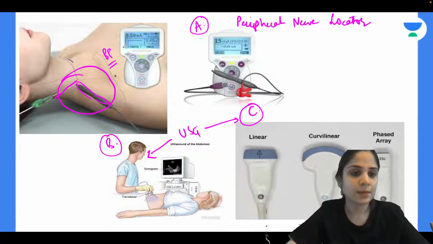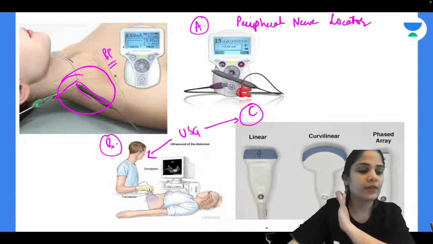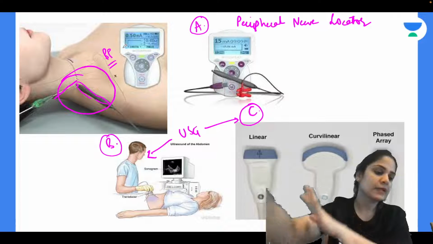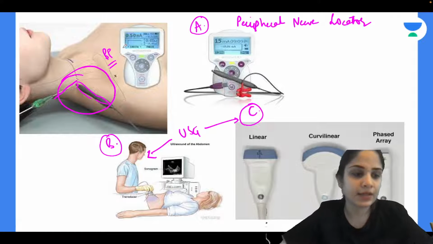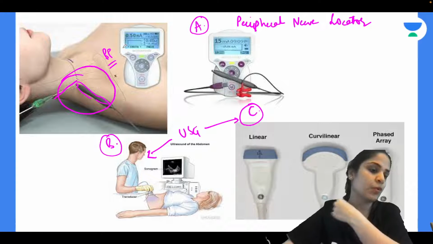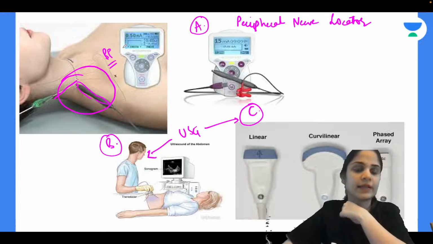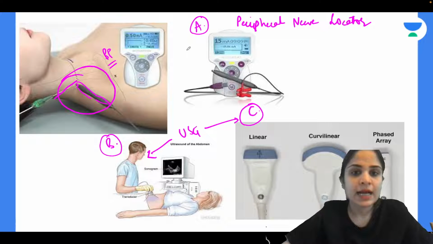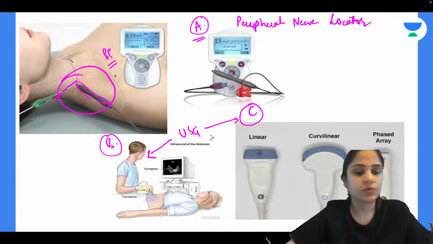It is called an upper limb block. So I don't need to give anything else to the patient. I just need to block the brachial plexus so that surgery on the hand can be carried out. Now, it's not that easy to find the brachial plexus. So you can't just take a needle and keep poking around over here and trying to find the plexus of nerves that is present in the neck. So what we do is either we use a peripheral nerve locator or an ultrasound to find it.